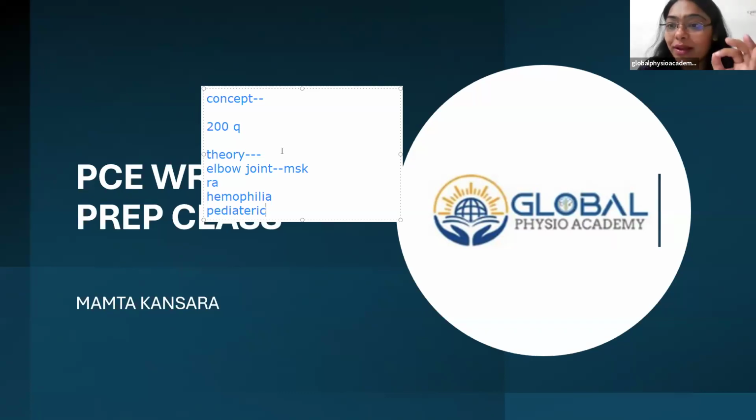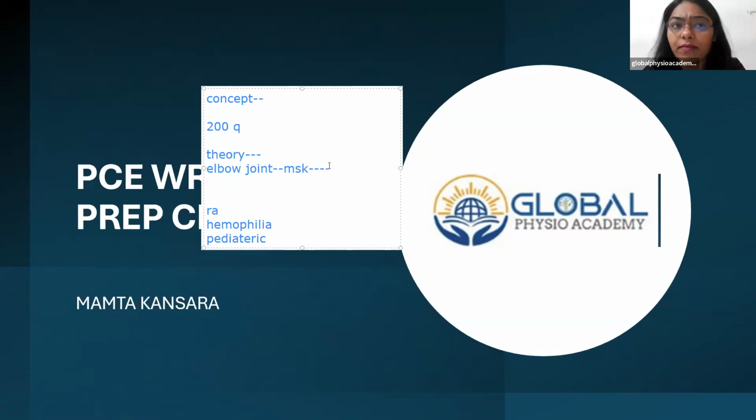Let's go. Okay. So we have to go with the theoretical portion, one joint at a time. First, if you have an idea about the elbow joint, then you can correlate with topics like rheumatoid arthritis, hemophilia, the pediatric population. But if you have no idea about the elbow joint, then if any question comes, you are just here and there. So the basic thing is first clear your concept. That is the thumb rule.